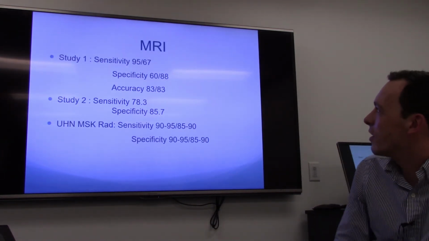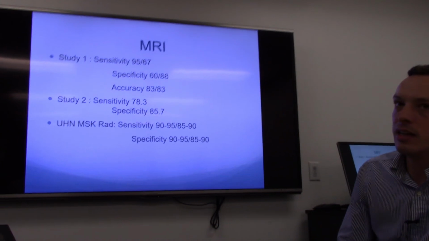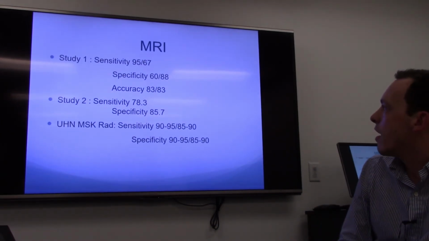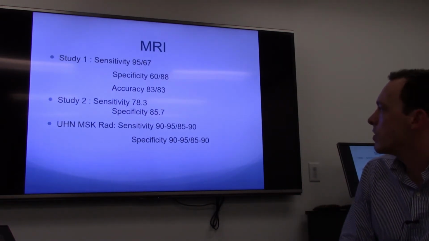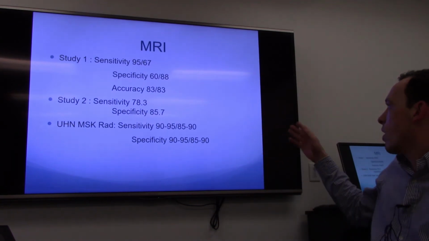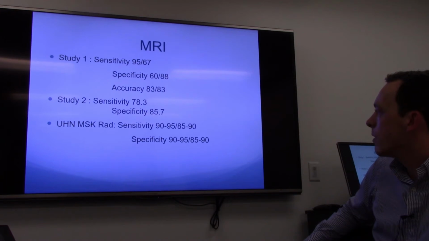And then I wanted to add in this last slide about MRI imaging. So the first study, the sensitivity of MRI in detecting meniscal tears was 95% for medial, 67% for lateral. The specificity was 60 and 88, respectively. And then the accuracy was 88%, respectively. The second study didn't break it down into medial and lateral meniscus tears, and then it just came up with an overall, which was 73% sensitivity and 85% specificity. So roughly similar to what we're seeing if you sort of average them out from the first study.